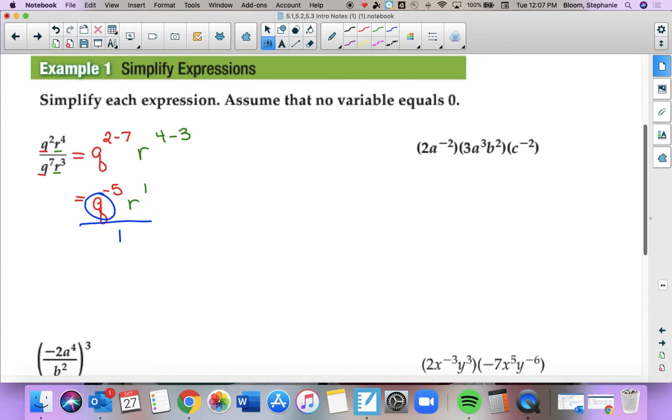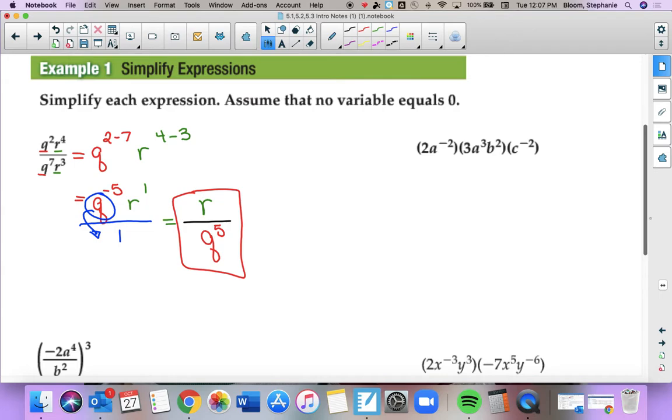So to get that exponent to become positive, I'm going to take that q down to the bottom. Okay, so that would give me r to the first, which I'm just going to write as r, over q, and now it's a positive 5. There are no negative exponents, so I am done. Okay, does anybody have a question on that?